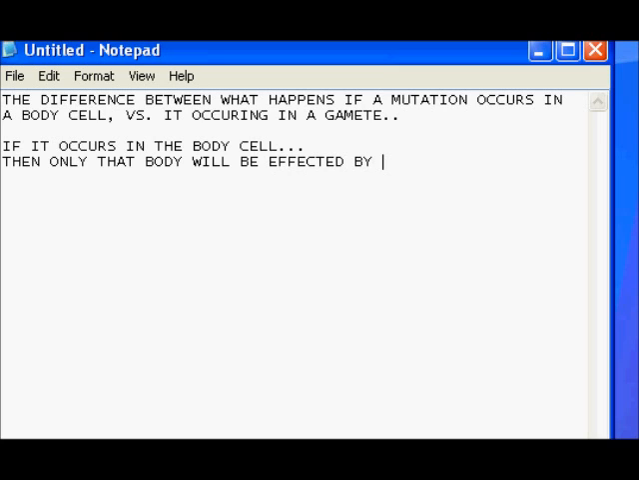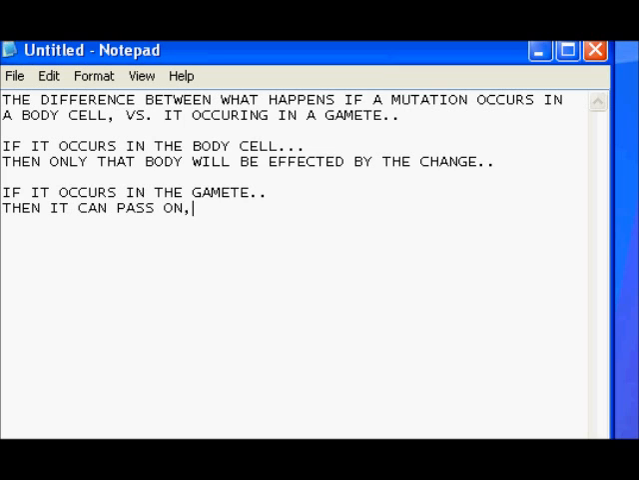Okay, so now we're gonna do the opposite. If it occurs in the gamete, then it can pass on, meaning it can go to the offspring, can affect the offspring too, the body and the offspring.